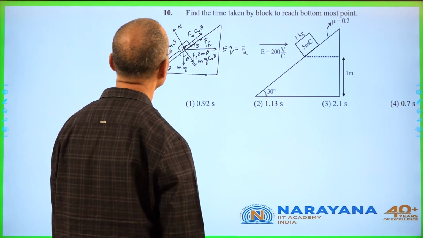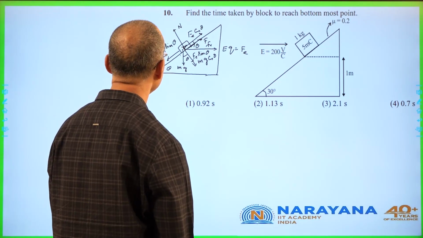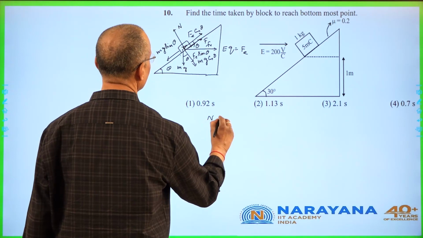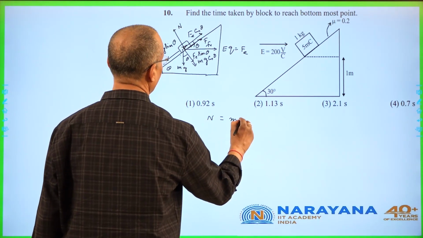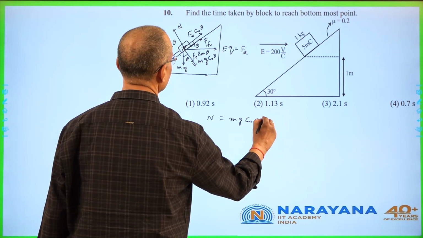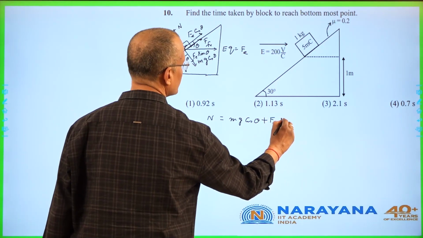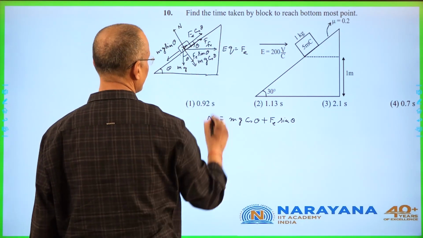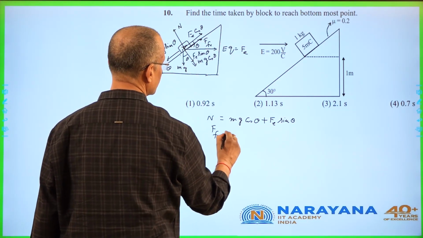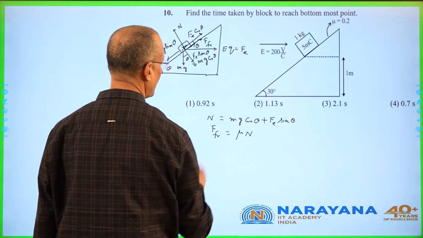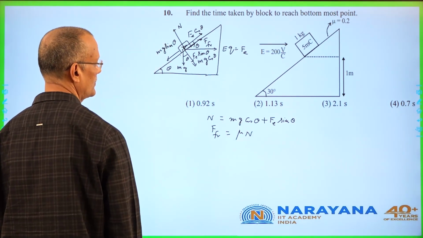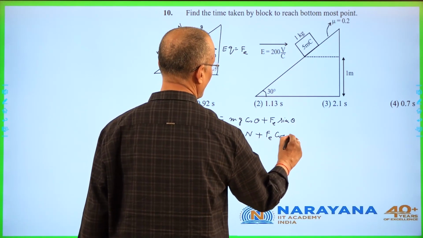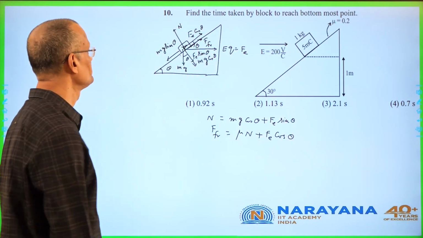Am I right? So, you check, normal reaction is how much? My normal reaction will be mg cos theta plus Fe sin theta. So, my force due to friction, which will act upward, will be equal to mu into N, clear to you, plus Fe cos theta.